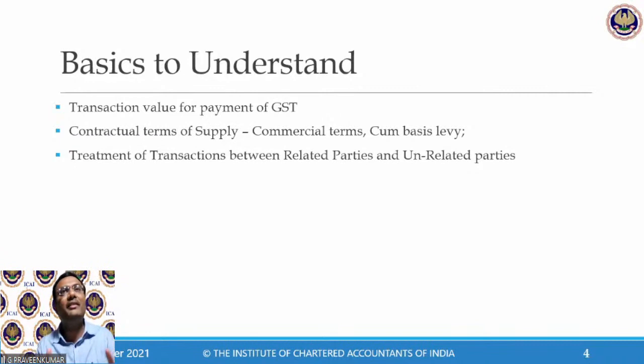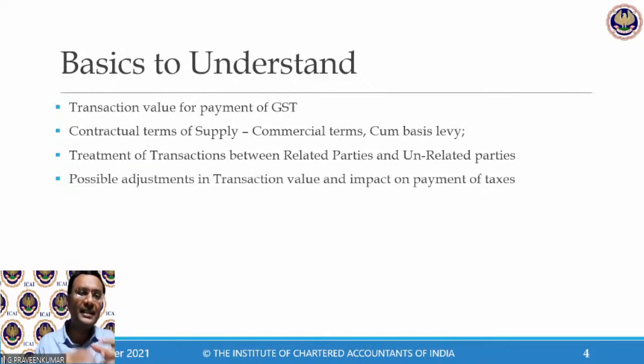So naturally, whenever we talk about value for the purpose of payment of GST, is the value of consideration complete, or is there something incomplete? Is the price underdetermined because there is a related party transaction? Generally it so happens that the price which is there at arm's length between unrelated parties may not be there in case of a related party transaction. So the law explains how we deal with related party transactions.